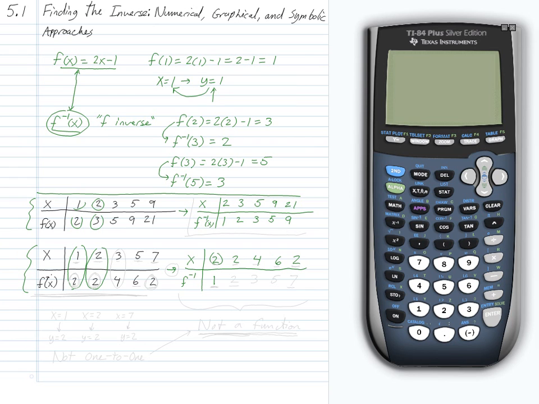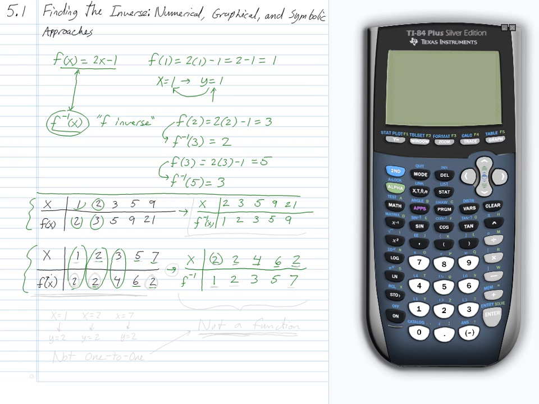Similarly, when we input 2, we get 2 back. So when we plug in 2, we should get 2 back. When we plug in 3, we get 4. So when we plug 4 into the inverse, we should get back 3. 5 goes to 6 on the original function, so 6 will go back to 5. And here 7 gave us 2, so we're plugging that 2 in to try to get 7 back.